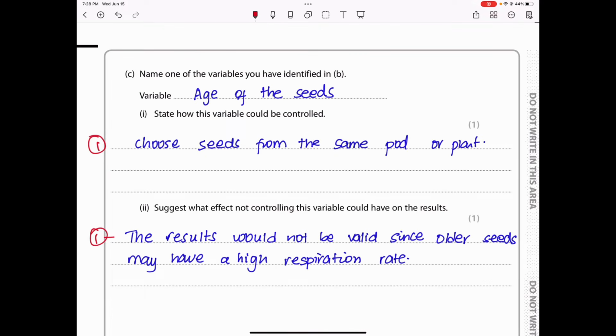They say, name one of the variables you have identified in B. I chose the age of the seeds. And they say, state how this variable could be controlled. We could control this by using seeds from the same pod.